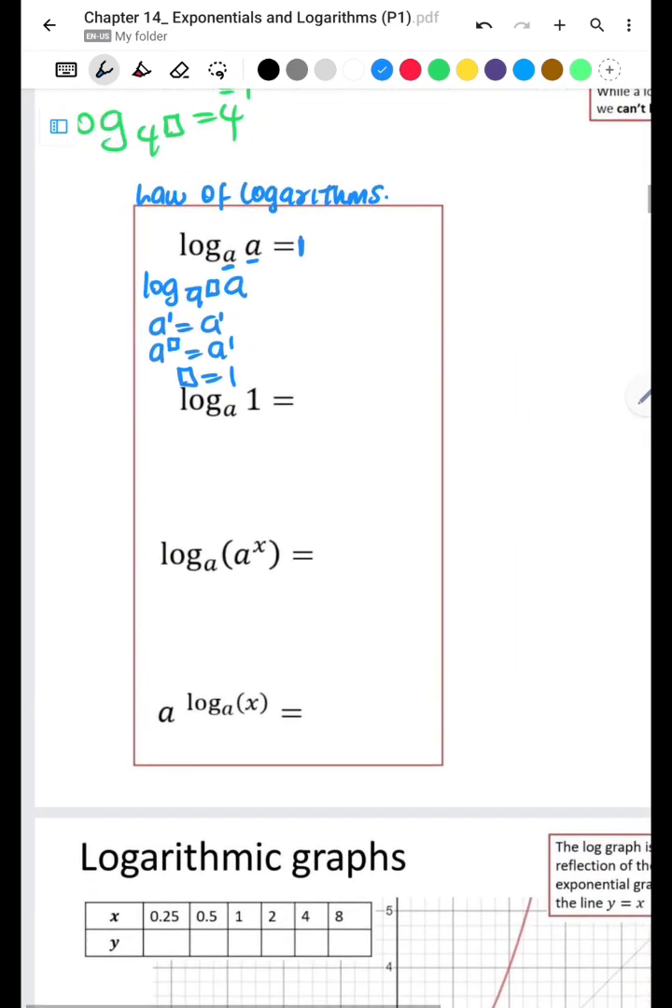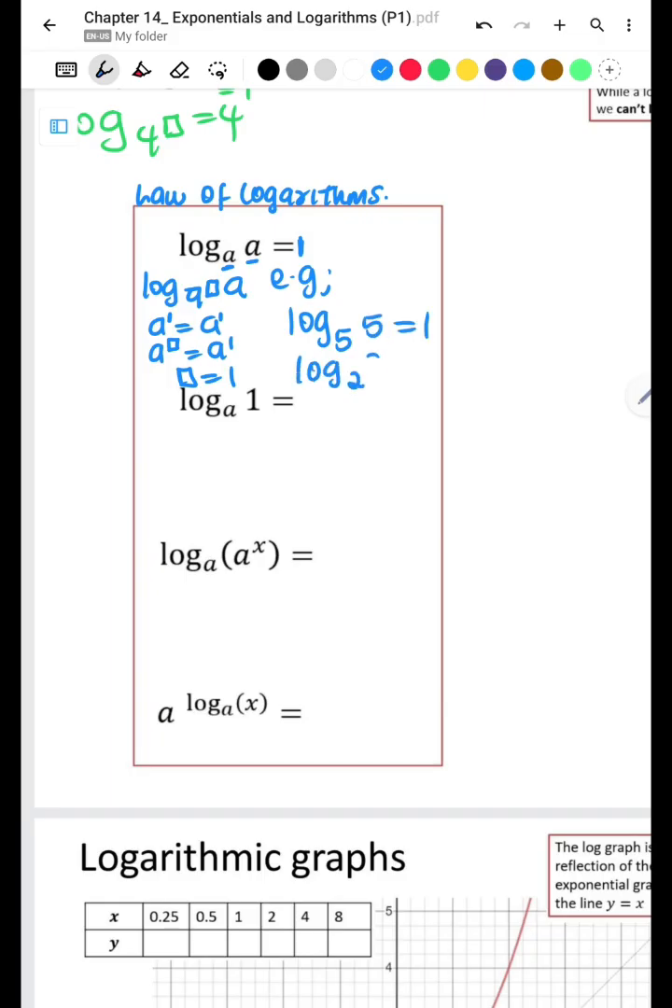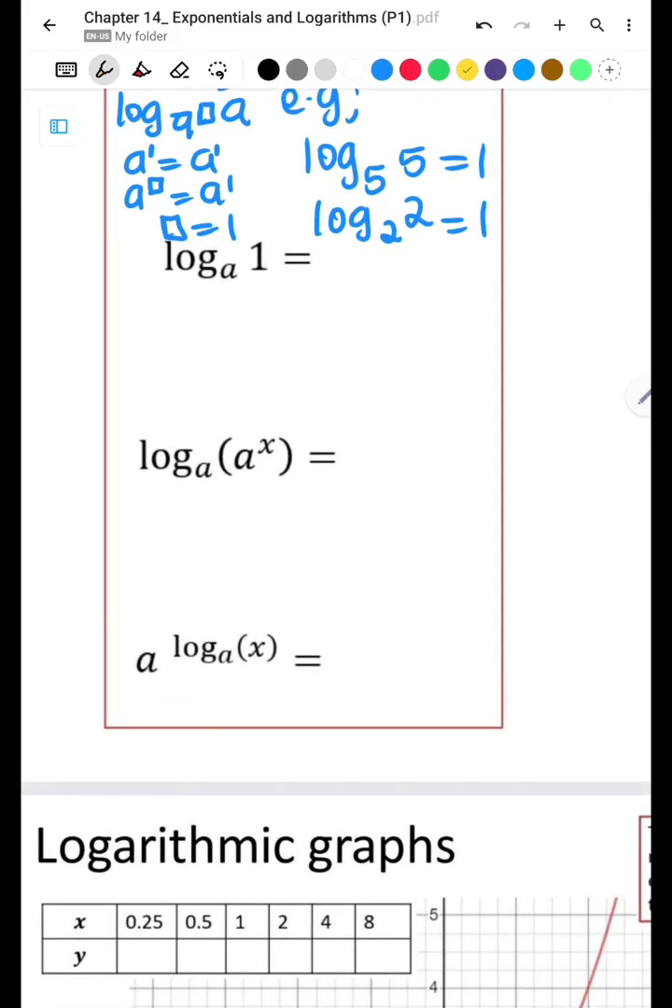For example, log base 5 of 5 is equal to 1, and log base 2 of 2 is equal to 1. Moving on to this, as I said earlier, anything to the power of 0 is equal to 1, and that's the same as saying log base a of a to the power of 0. I'm asking what power of a gives me a to the power of 0, and here it is very visible that our answer is 0. So log base a of 1 is equal to 0.